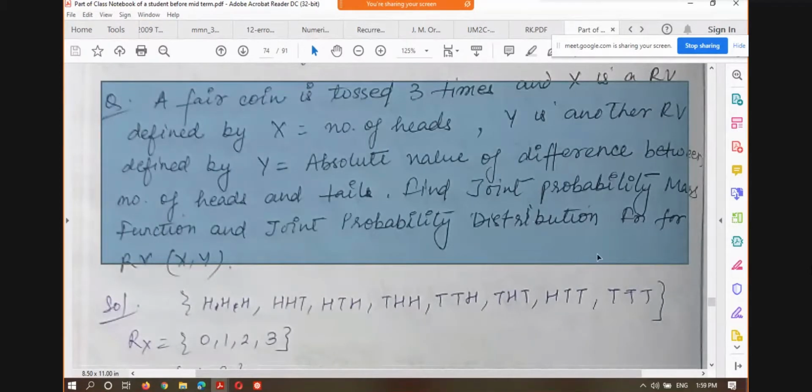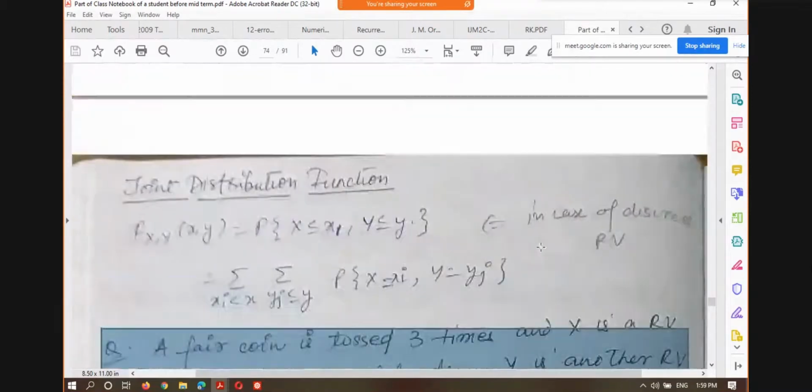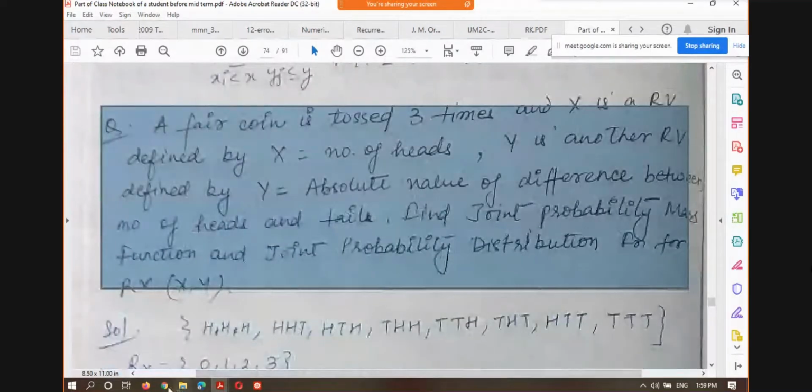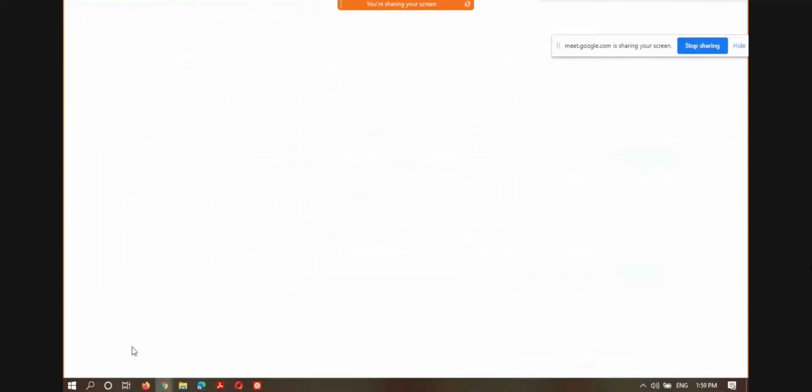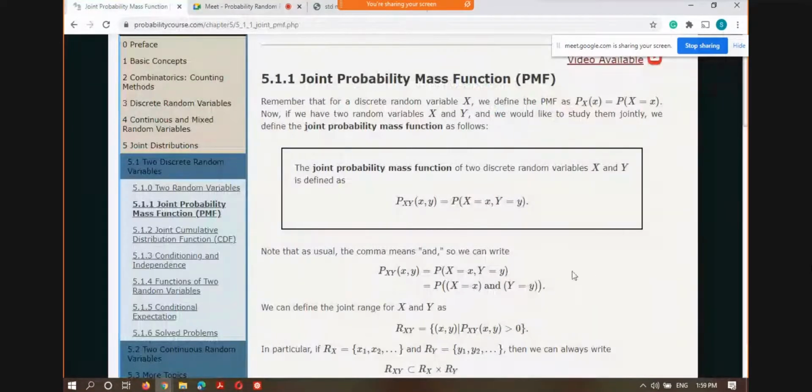So go through all these concepts, because this kind of question I have asked in almost every exam. So read all these, and the other thing you can do is also read from here. They are also talking about the same thing.